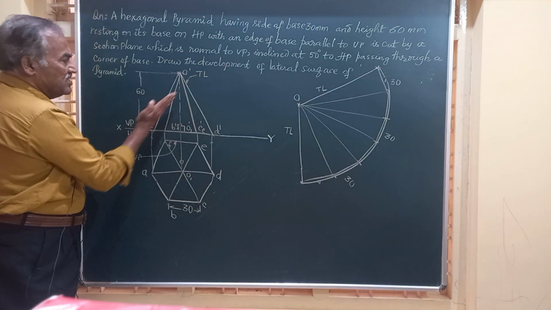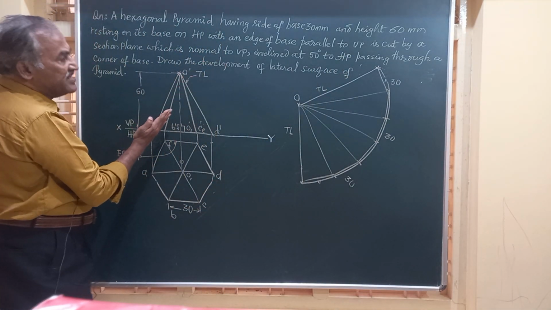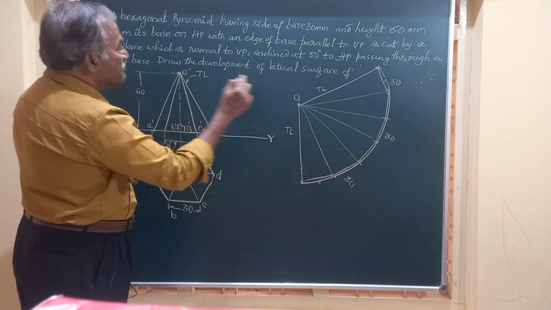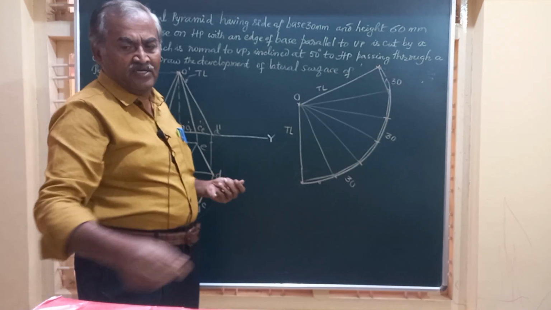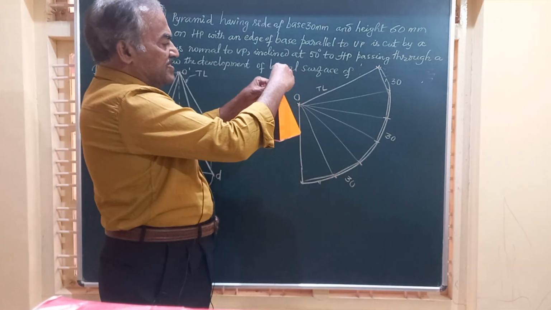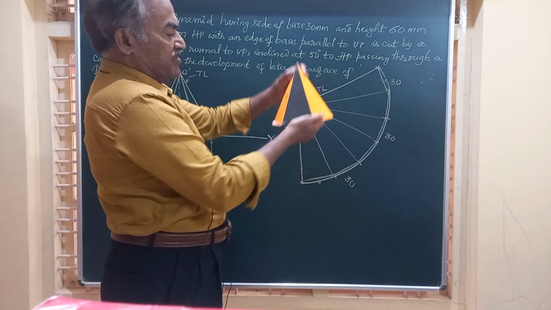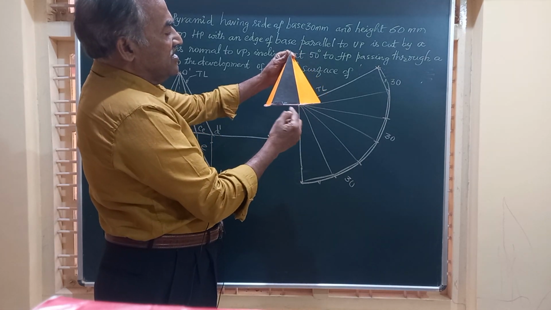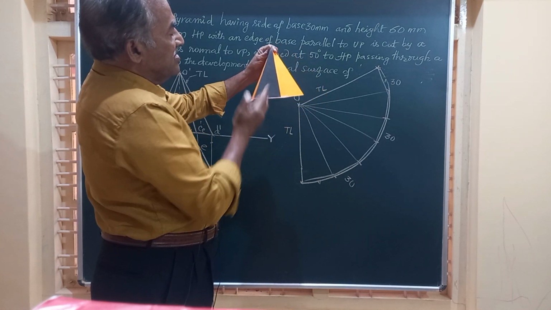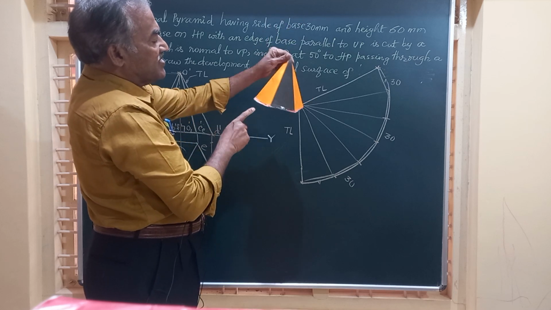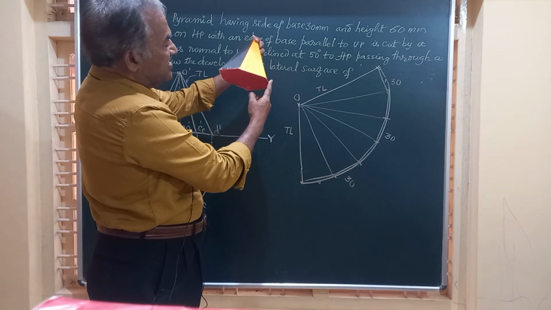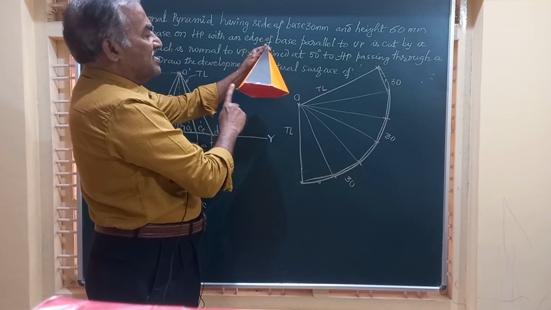That line is at an angle of 50 degrees to HP and is passing through a corner of the base. Friends, here the object is resting like this. This is how it is resting. The section plane is to cut this solid at an angle, and it has to pass through one of the corners. It could be this corner on the right or the corner on the left.